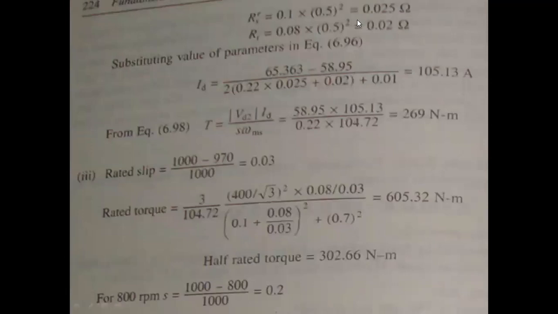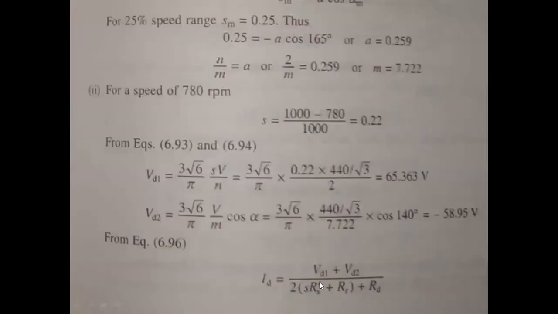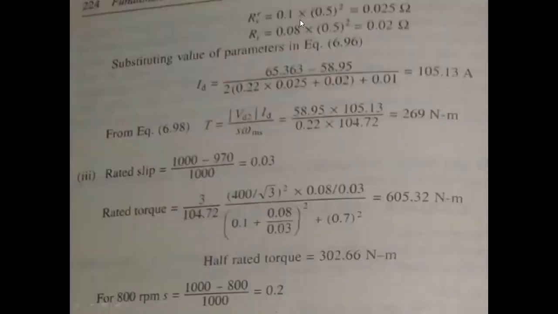Okay, so RS dash, RR, they have given RS and RR dash, right? We have to find out the values of RS dash and RR, because in the formula we are having RS dash and RR, but we have the values of RS and RR dash. So converting them inverse, so into k square, that is equal to 0.5 whole square. Okay, so see here, you are getting RR and RS dash.